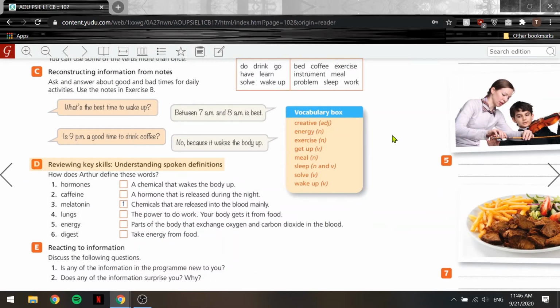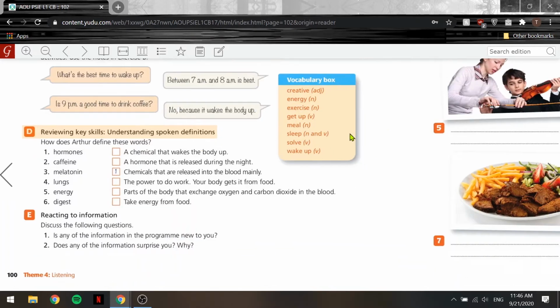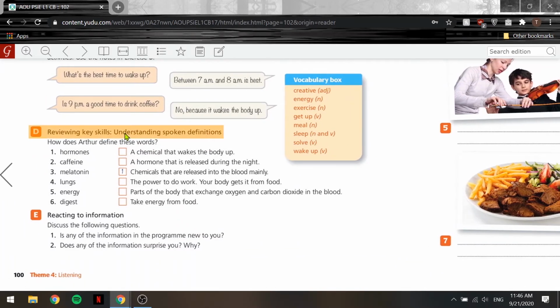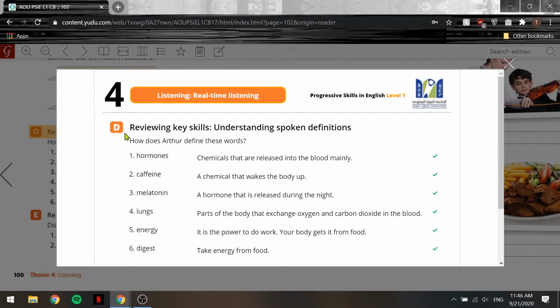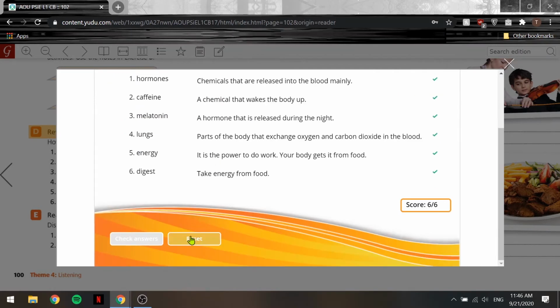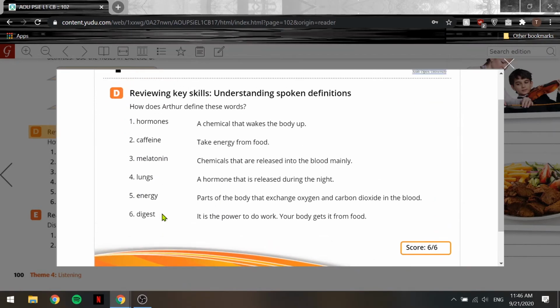Creative, energy, exercise, get up, meal, sleep, solve, and wake up. Okay, now let's take a look at exercise D, reviewing key skills, understanding spoken definitions. So how does Arthur define these words? You guys remember what we just looked at, we just listened to the lecture. So let's see what each of these words mean and how does Arthur define each one.